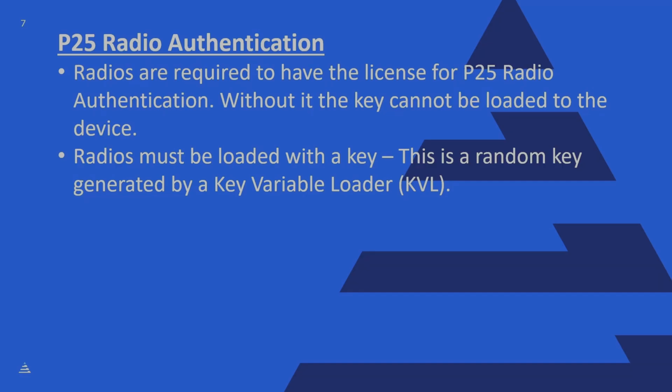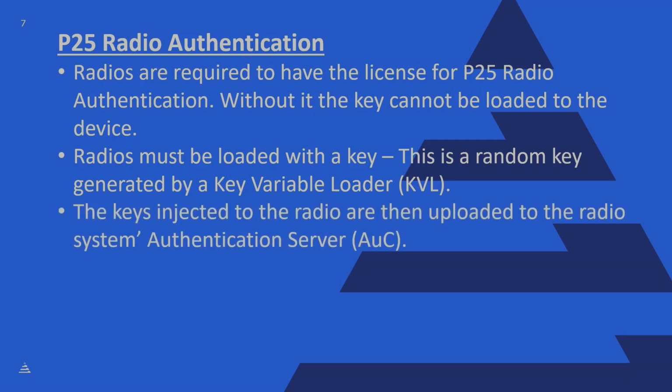Once we have the license in the radio, we then have to touch it with that KVL that I showed you at the beginning of the video. And this KVL is what's going to generate that random 128-bit AES encrypted key. It's going to inject that into the radio. And then we're also going to upload that key to the authentication center or the authentication server at the state of Ohio or the Lucas County radio system, so that the key in your radio and the key in the system have to be an exact match in order for your radio to be given access to the radio system.